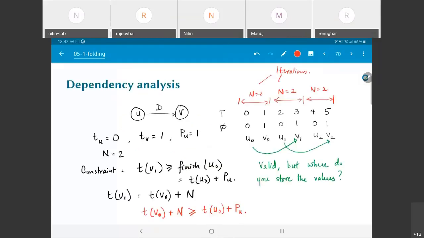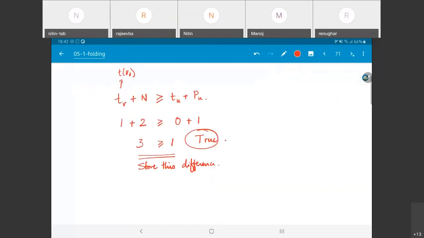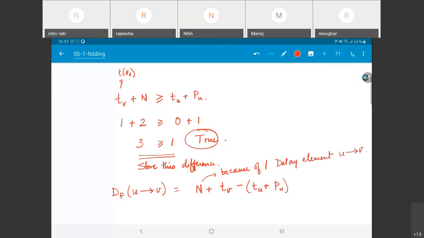Go back to this diagram. As I said, if the output of U0 was being used immediately by V0 in the next clock cycle, then everything is fine. I already have the output of U0 going into a register, and in the next clock cycle it is used by V0. But that's not when it's being used. It's being used two clock cycles later by V1. So I can rewrite this and define a term DF for the edge U to V, which is equal to N plus TV minus TU plus PU. Why N? Because of one delay element on the U to V. If I look at this, it comes out to be 2 plus 1 minus 0 plus 1, which is equal to 2. This is the number of registers to store the U output.